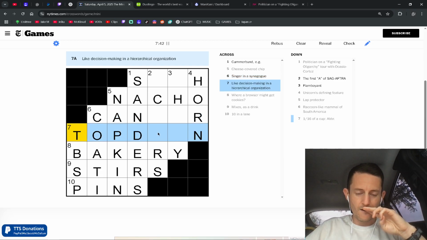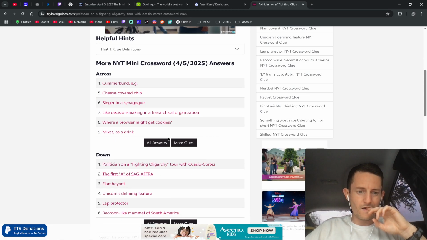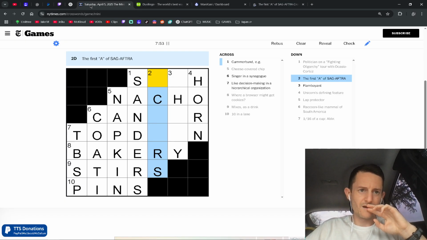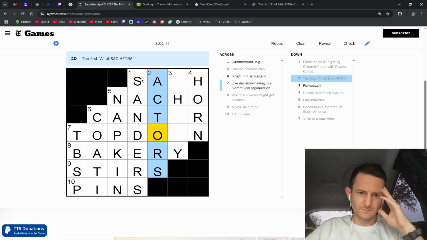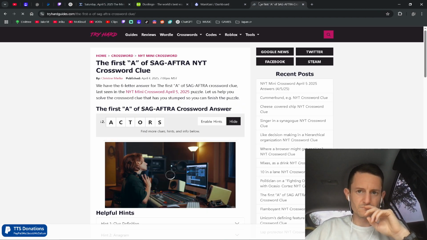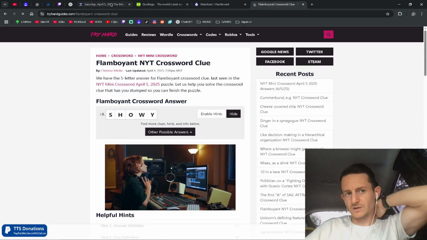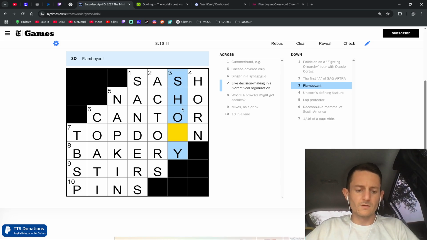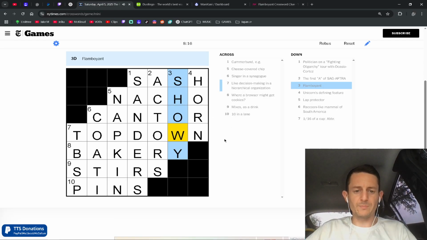Top. I don't know. The first A. Actors. SAG-AFTRA. Flamboyant. Showy. I guess that makes sense. Okay, we got about 20% of the crossword today.